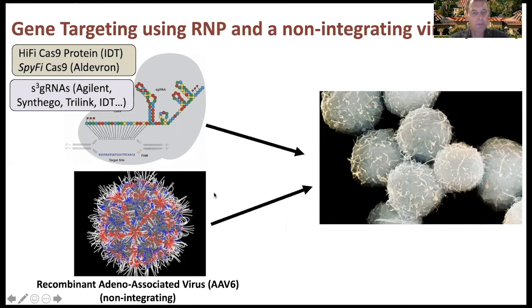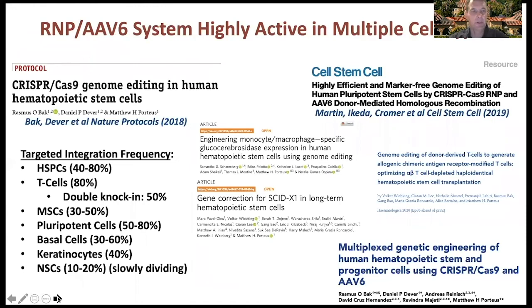Now, to provide the donor template, we use a non-integrating adeno-associated virus serotype 6. And this virus has evolved ways of delivering its nucleic acid cargo to the nucleus of cells without being detected. And this system is highly active, and I list a number of different publications from our lab demonstrating its activity and including a protocol that we still generally follow. And here we routinely obtain between 40 and 80% targeted integration in a wide variety of primary human cell types using this system. The only cell type where it appears to be a bit lower is neuronal stem cells, which are much more slowly dividing.